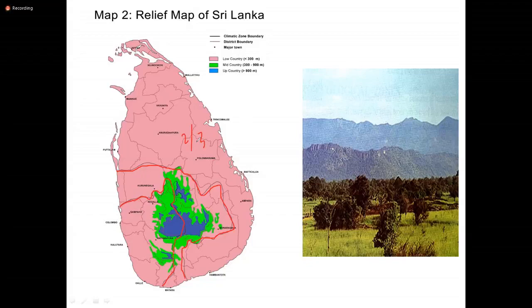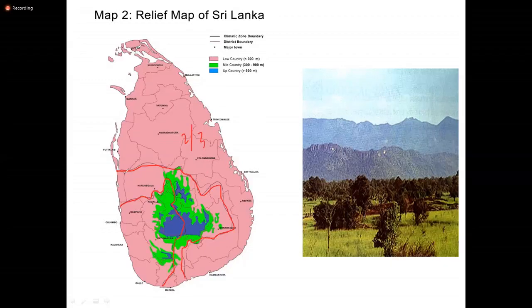So only low country. But if you look at the wet zone, you can see that the low country is pink color: Colombo, right? Gampaha, Kalutara, Galle, right? Some part of Ratnapura, some part of Galle comes under the low country. And green color is to say the mid country, right? Then Kandy can be another area for us. Then Nuwara Eliya is another side for the up country.